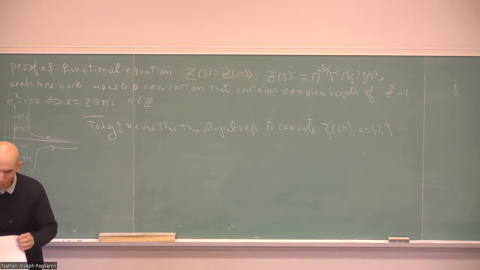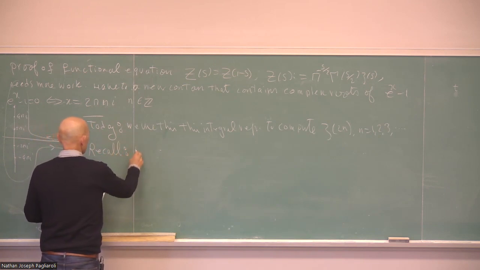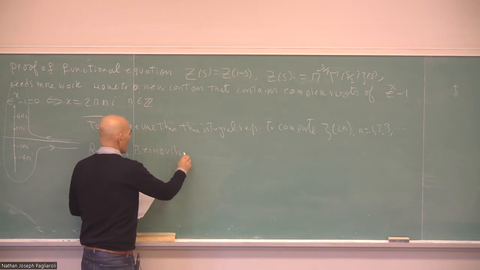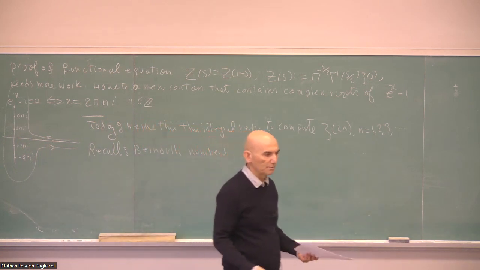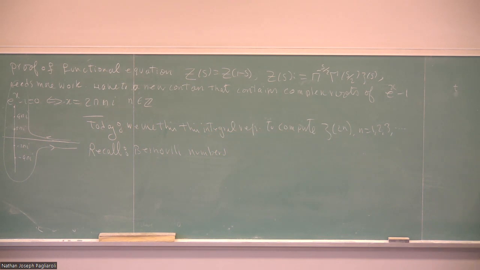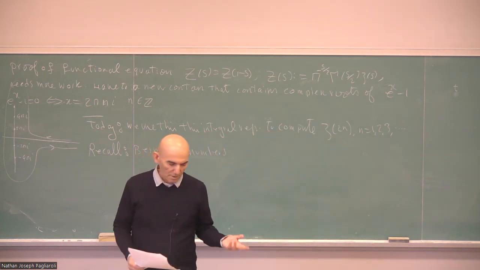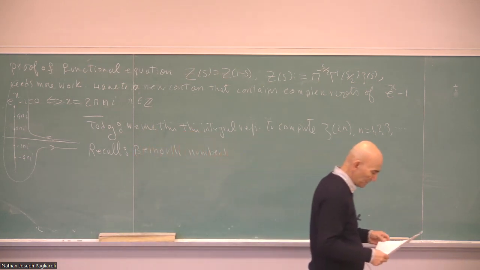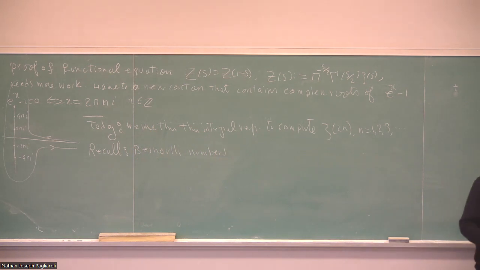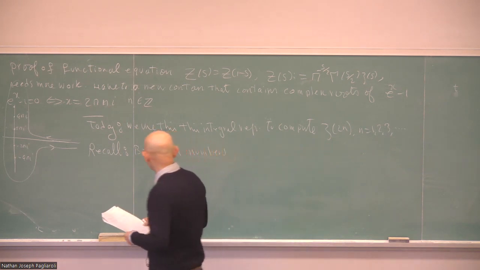So let's recall Bernoulli numbers first. I mean, this is one of the most important sequences of numbers in mathematics. They appear in so many places that, together with Catalan numbers, they're really just the two most illustrious families of sequences of numbers. There are two conventions, unfortunately, for Bernoulli numbers. If you check Wikipedia, it gives you two conventions. The one that I'm using is the following.